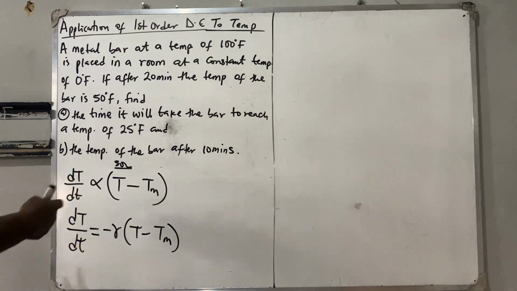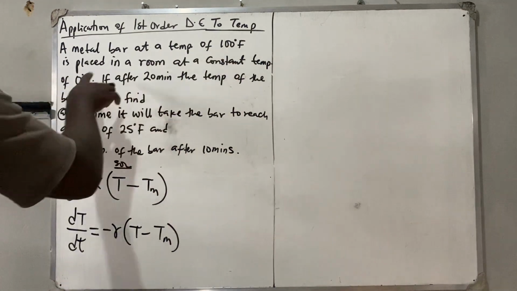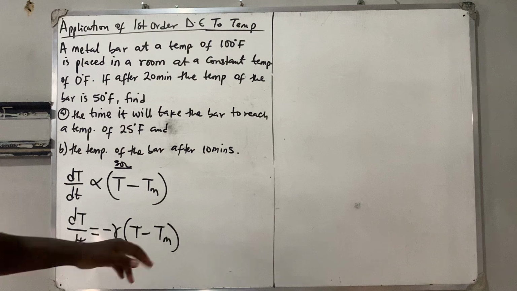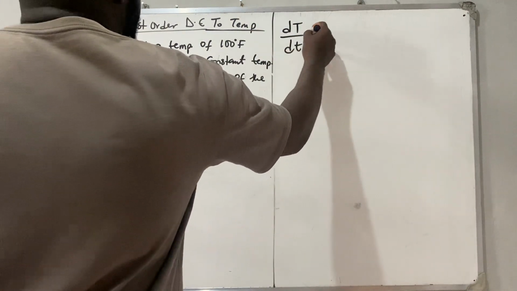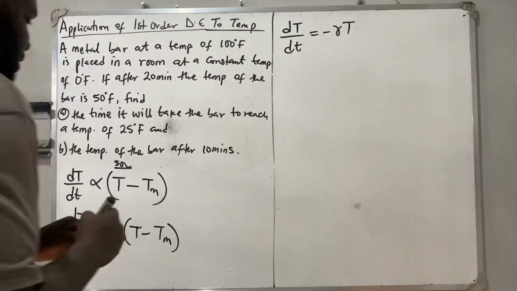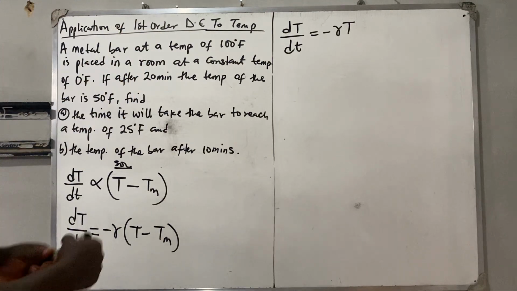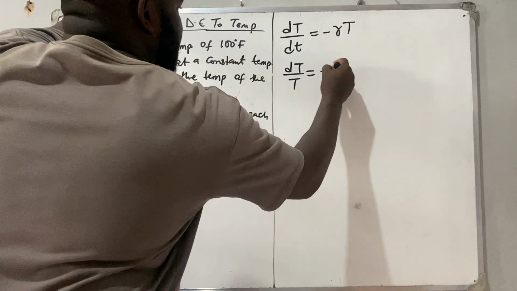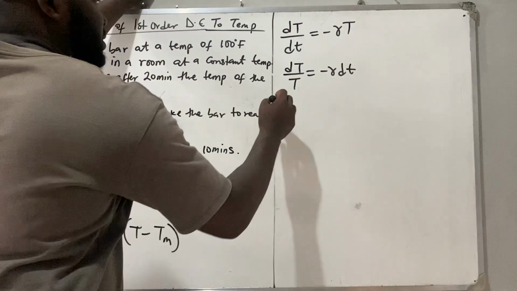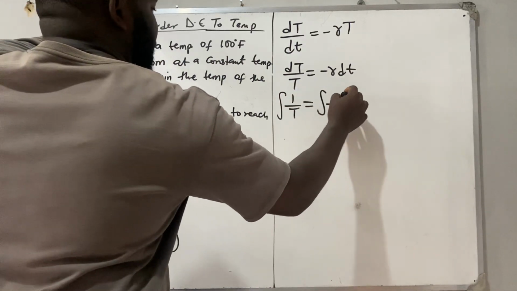So since we have this, let us apply what we have. If you look at this, you see that the initial temperature of this body is 100, and the temperature of the surrounding is 0. So putting 0 here, I'm going to have dT over dt equal to minus kT, because T minus 0 will give you this. So this is separable. Since it is separable, I'm going to have dT over T is equal to minus k dt. If I integrate both sides, I'm going to have the integral of 1 over T dT is equal to the integral of minus k dt.